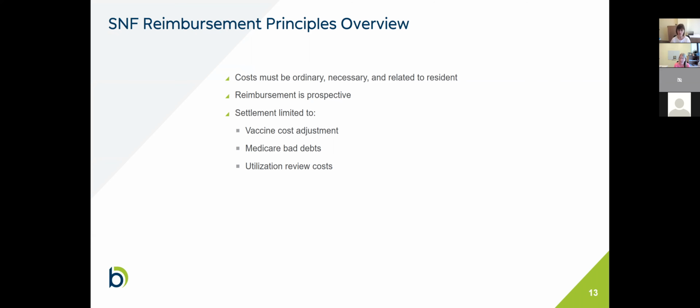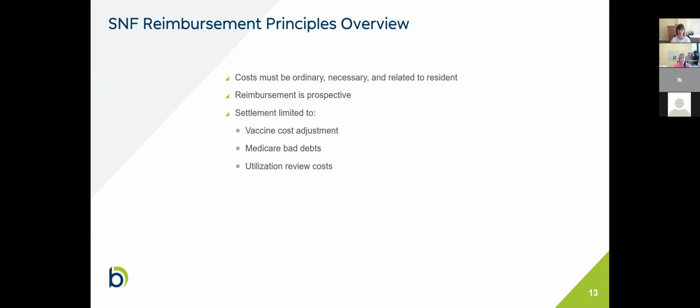So for Medicare, your cost report is really more of an informational or statistical tool for you and for CMS. CMS uses our Medicare cost reports to set rates and to determine costs and to determine what services may or may not be costing the Medicare program more.